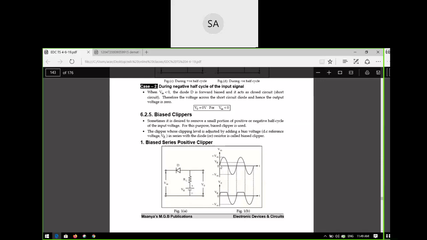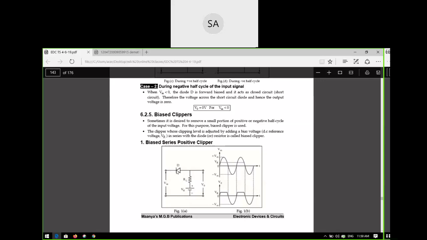So for example, in this Vin voltage, this portion means what? Vin is less than VR, correct or not? This portion, Vin is less than VR. If you see this portion, this is the VR, and below this portion is Vin. So Vin is less than VR means Vin is negative, VR is positive. Correct or not? This portion is lesser and this portion is higher. So what is happening? Vin is negative, Vin is lesser.